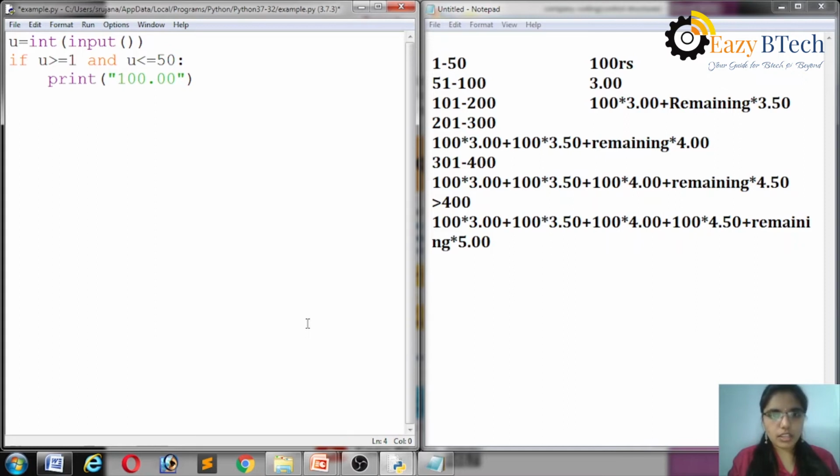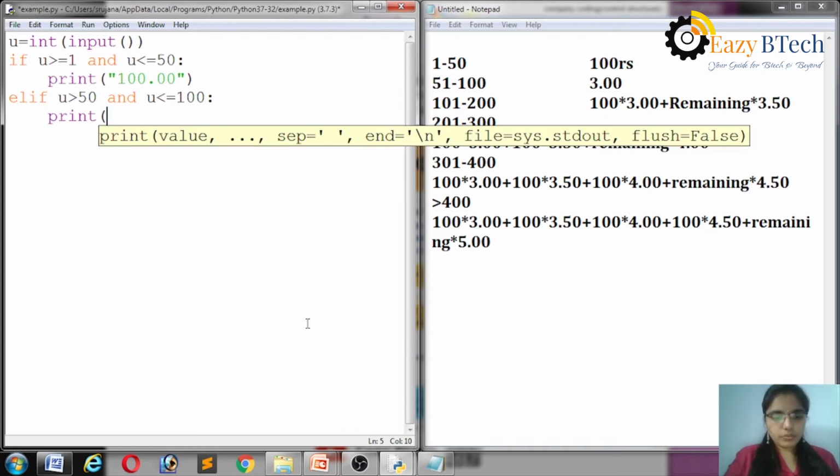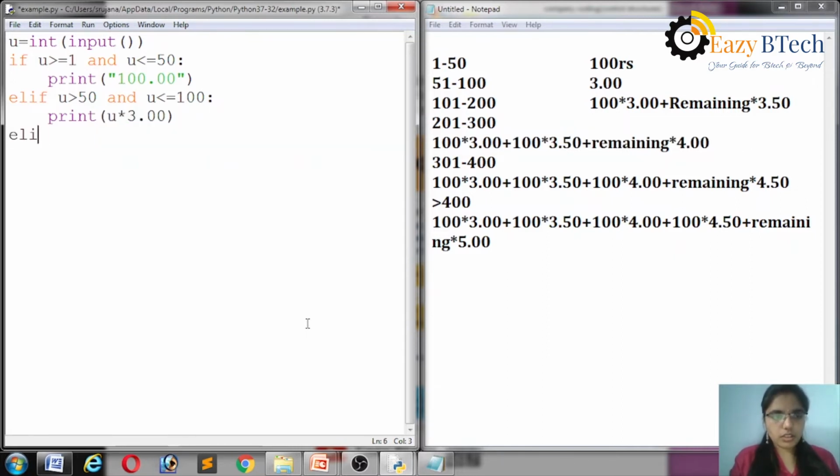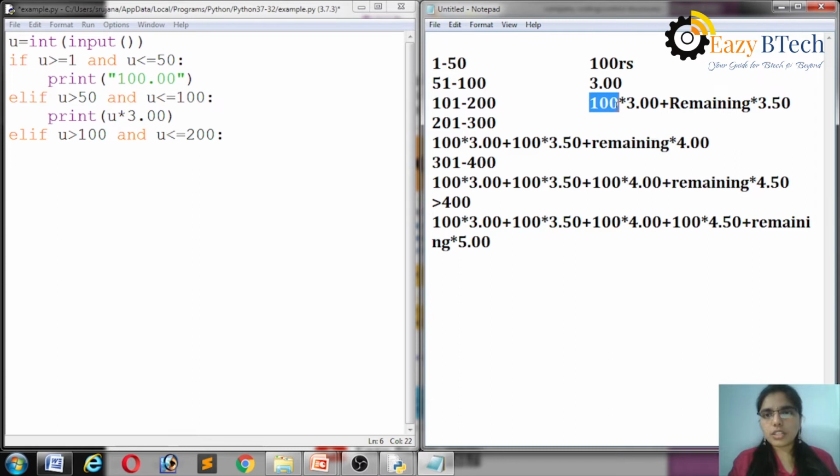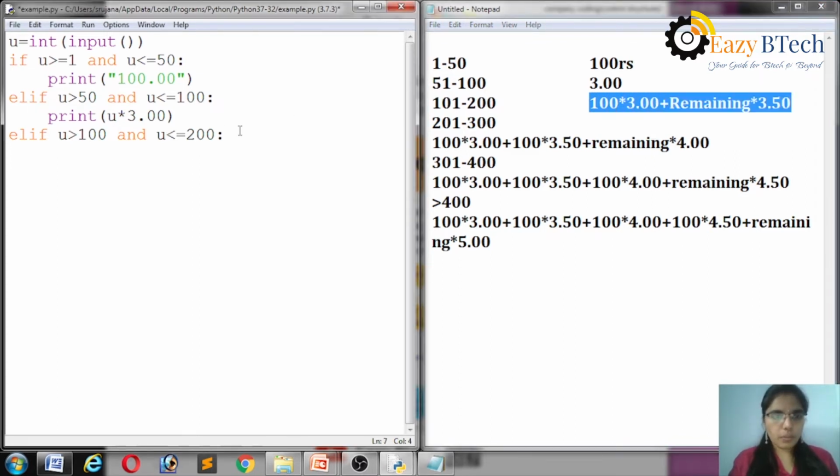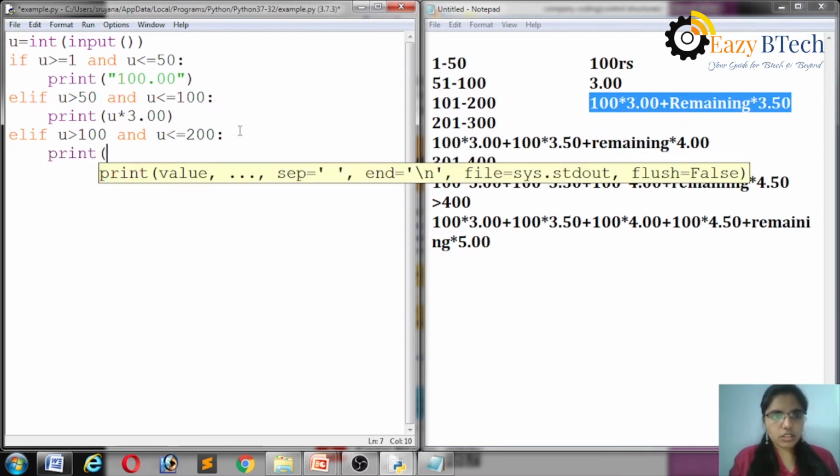Okay. Next, we will move on to the elif block. If unit is greater than 50 and unit is less than or equal to 100, then what is the unit charge? Print U into 3 rupees is the unit charge. Okay, next elif, U greater than 100 and U less than or equal to 200. Then what is the rule? The first 100 units multiplied with 3.